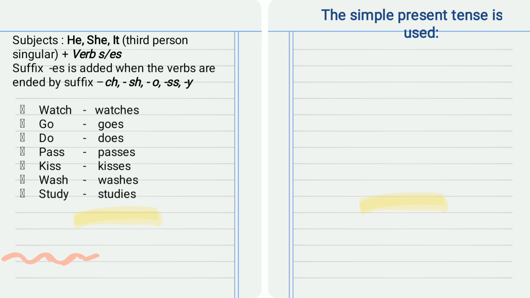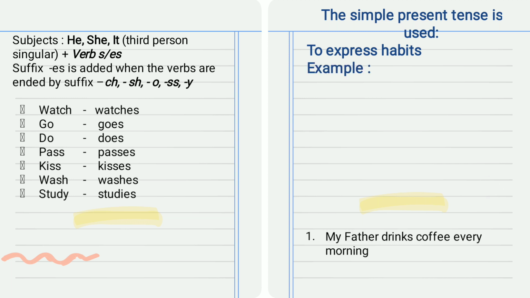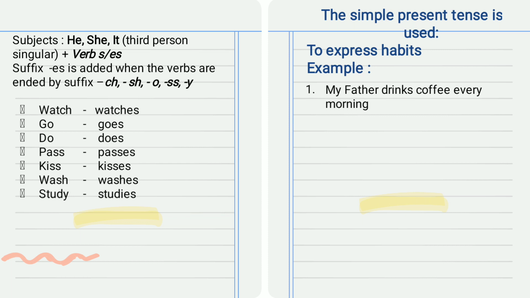The simple present tense here is used to express habits. Jadi bisa digunakan untuk mengungkapkan suatu kebiasaan. Look at the examples here. Number 1, my father drinks coffee every morning. Number 2, I drive a car to work. Number 3, he goes to school by bicycle. Jadi those sentences commonly express habits atau kebiasaan.